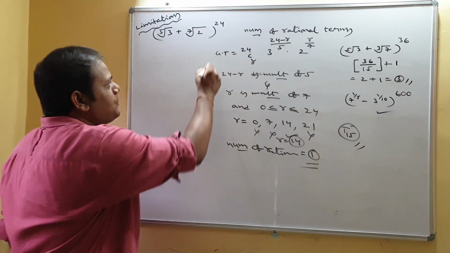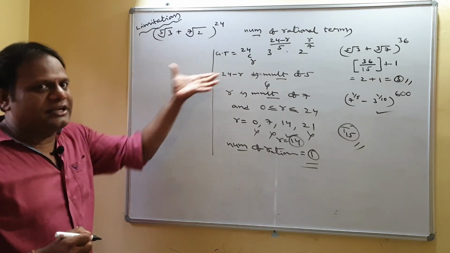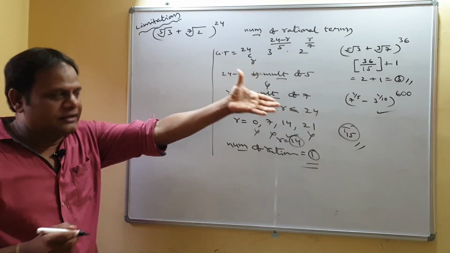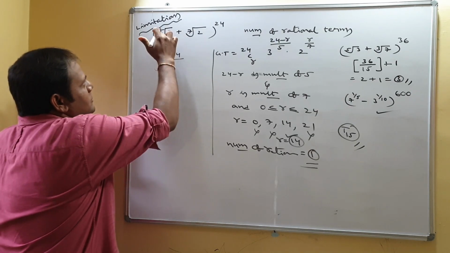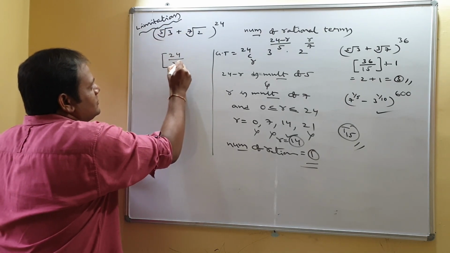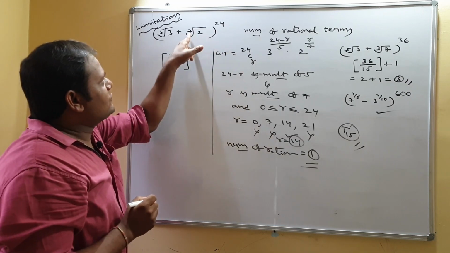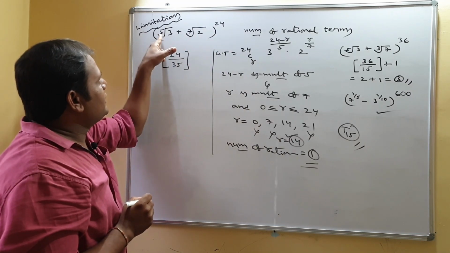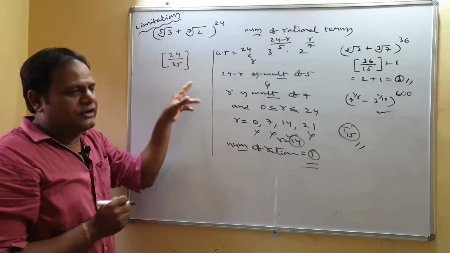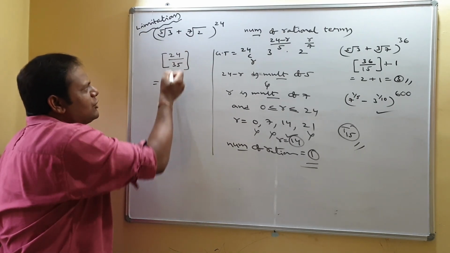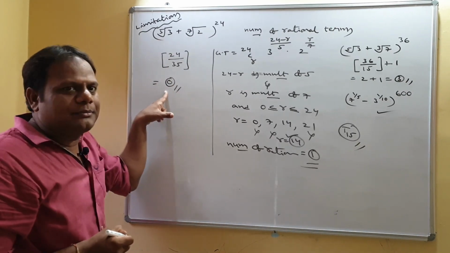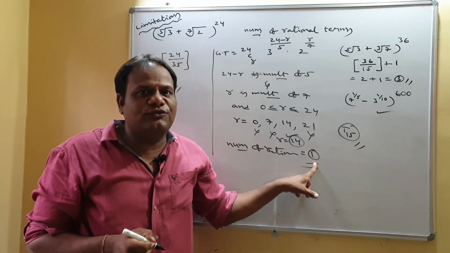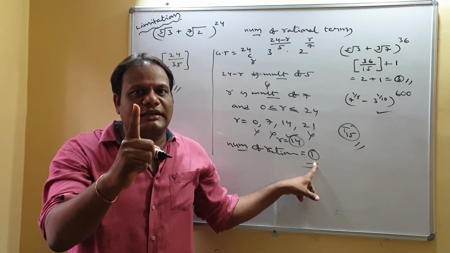Suppose we apply the shortcut method that we applied till now. Then what happens? We take step 24 by LCM of 5 and 7, which is 35. 24 is not divisible by 7. 24 is not divisible by 5. So we don't take that plus 1. Now what we get is 0 point something. Step 0 point something is 0. So how many rational terms are there? 0. But how many rational terms did we get? Only one rational term.